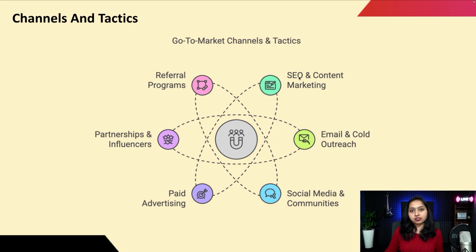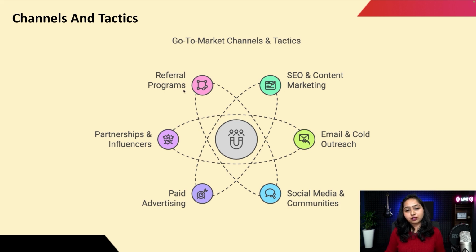And some of those channels are SEO and content marketing. Write blogs, guides, and case studies to attract organic traffic. Email and cold outreach. Use targeted email campaigns and LinkedIn outreach. Social media and communities. Engage in LinkedIn groups, Reddit, and Discord communities. Paid advertising. Run Google and Meta ads for quick traction. Partnerships and influencers. Collaborate with industry influencers and complementary software providers.